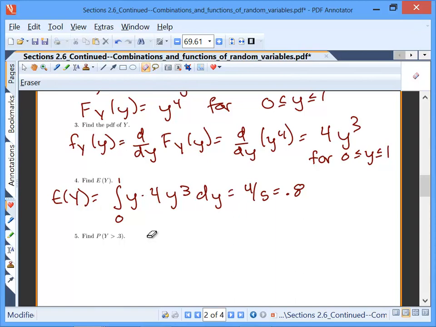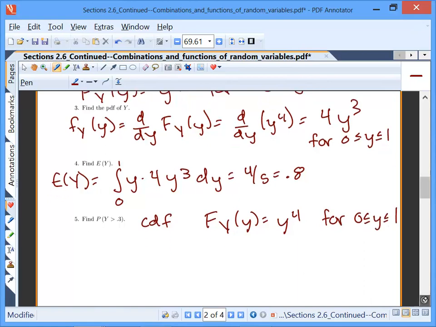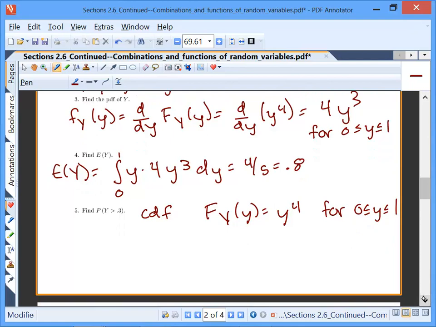Okay, someone said CDF. Let's use the CDF. The CDF is y to the fourth, for 0 less than or equal to y less than or equal to 1. Okay. So what does this look like? How do I need to find this? Find the probability that y is greater than 0.3. It's been a little while. What do I need to do?